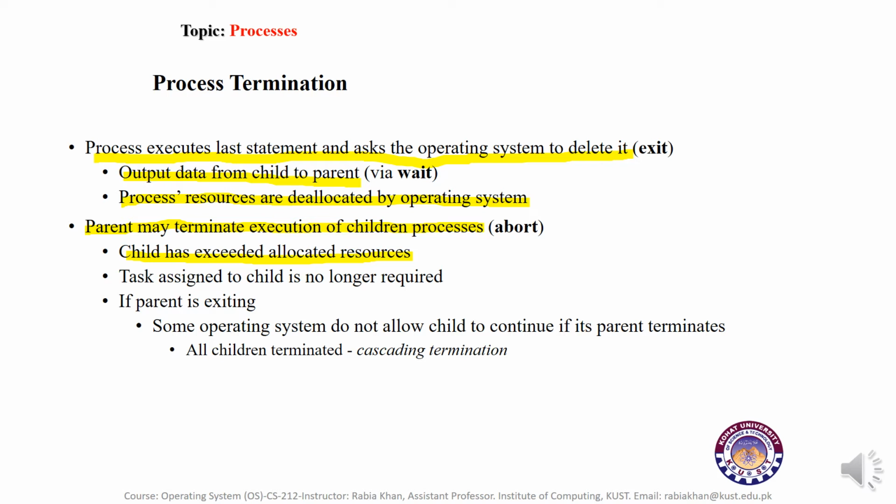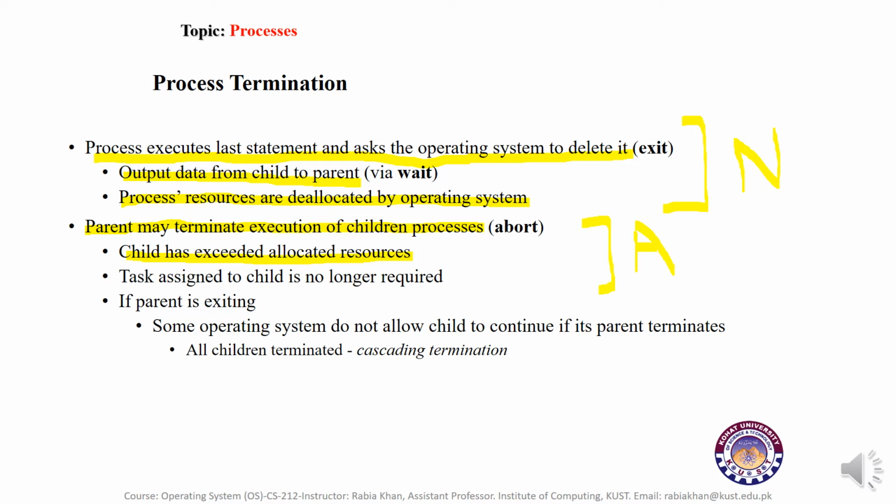This was the first situation. The case of normal termination was covered, and now we are discussing when abnormal termination or abort can happen. So when a child process requests resources again and again from the parent, that means it is creating trouble for the parent process. So in that case, the parent process can kill that particular child process.